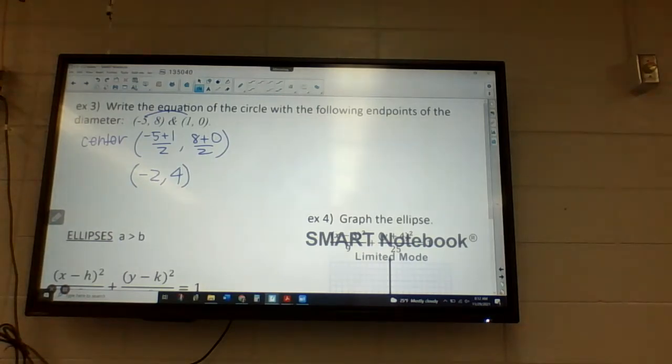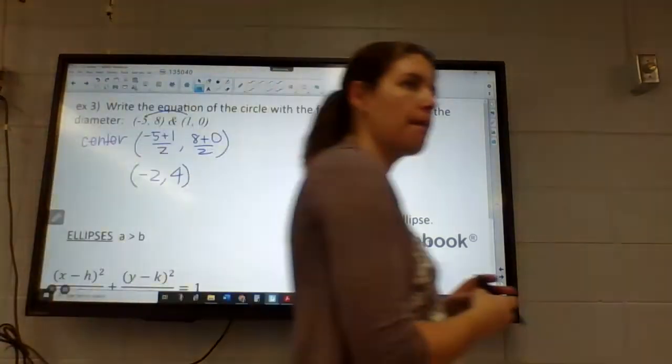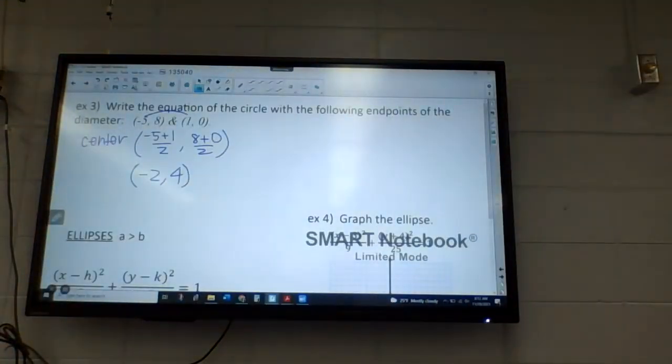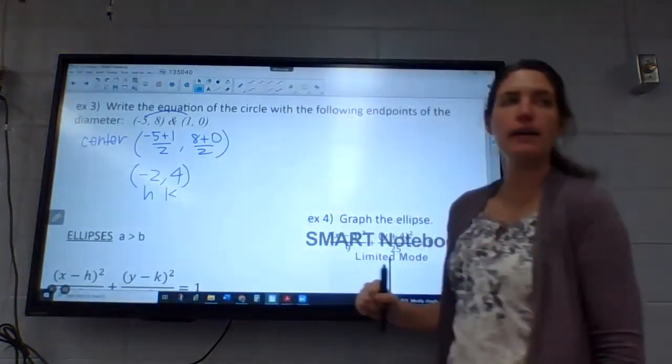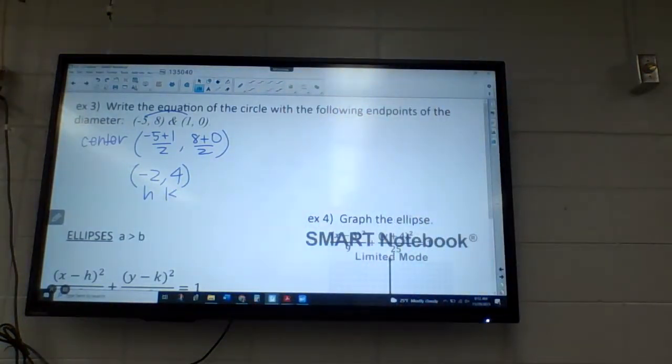And then do you guys remember how to find the other part? If I know h and k, and I'm trying to find my r, how do you do that? So this is h and k. How do we find our r now?